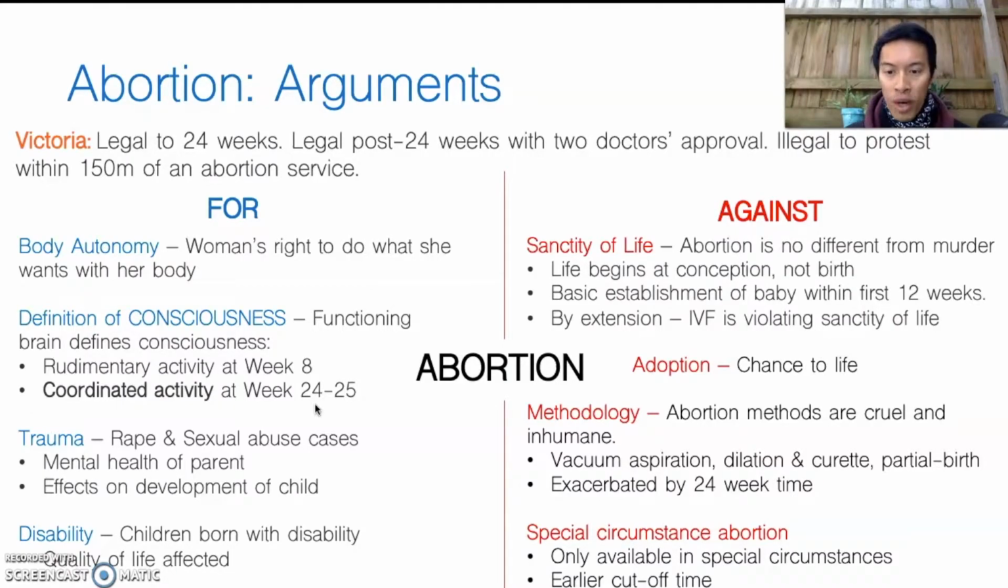Trauma is also a good one to understand in the arguments for, in rape and sexual abuse cases.